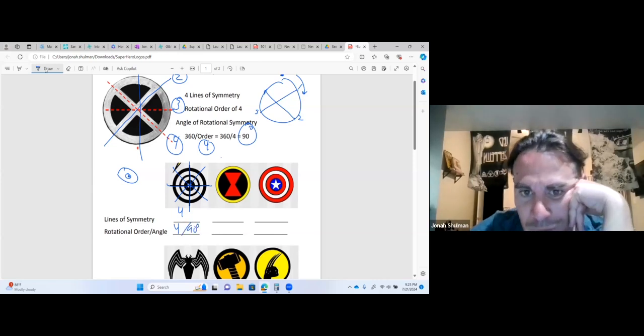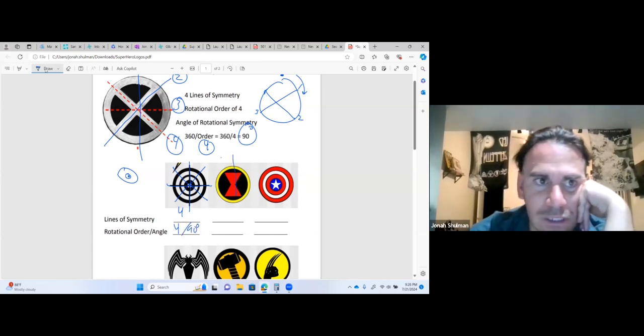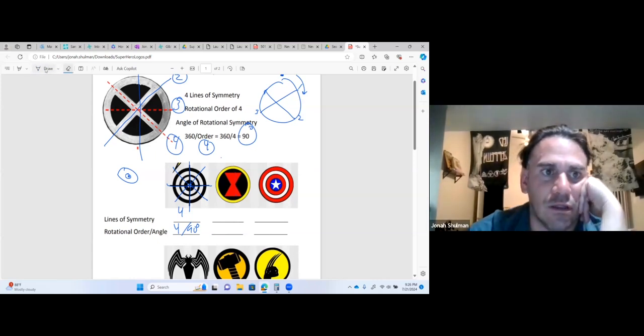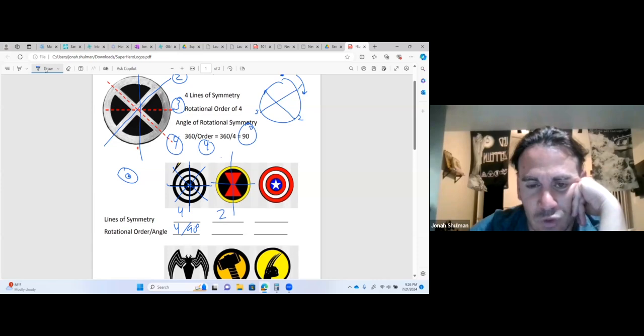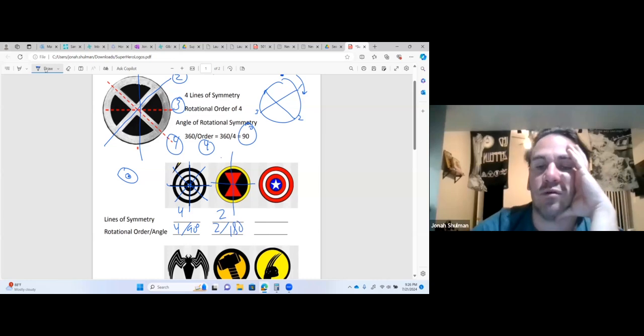All right, now we've got our girl Black Widow. I'll just do the first 3. Here's Black Widow. That's 1, that's 2. It's just 2. So it will only look the same twice as we spin it around. Twice it'll look the same, with 360, so 180. And I'll do one more.